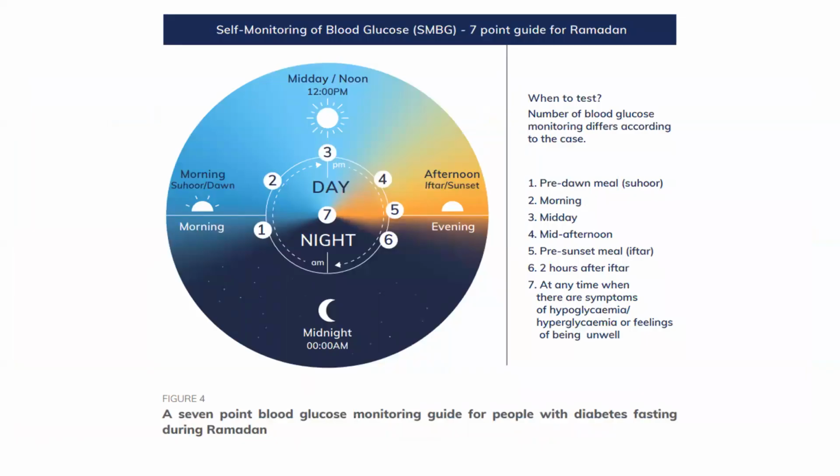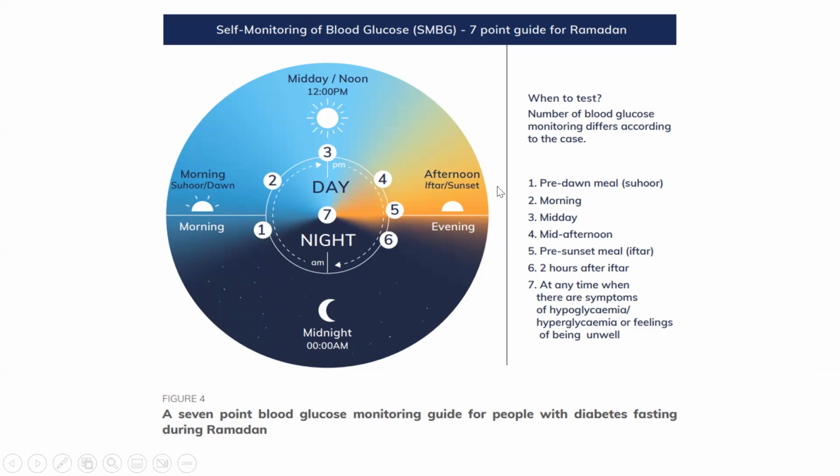Now, what are the times when we need to self monitor the blood glucose as per the guidelines? The guidelines recommend a 7 point guide for Ramadan: pre-dawn meal, which is suhoor time, then in the morning when they wake up, then around midday, then around mid-afternoon, then pre-sunset meal iftar, 2 hours after iftar, and at any time when they get any symptoms of hypoglycemia, hyperglycemia, or feeling of being unwell.